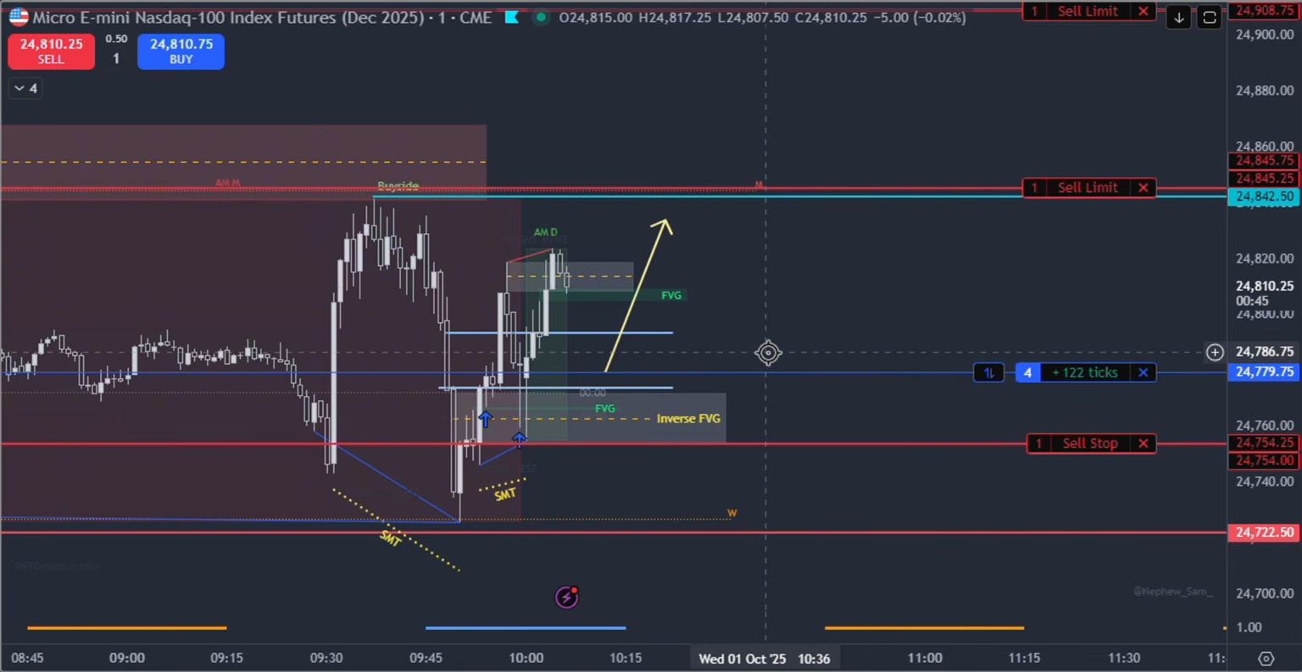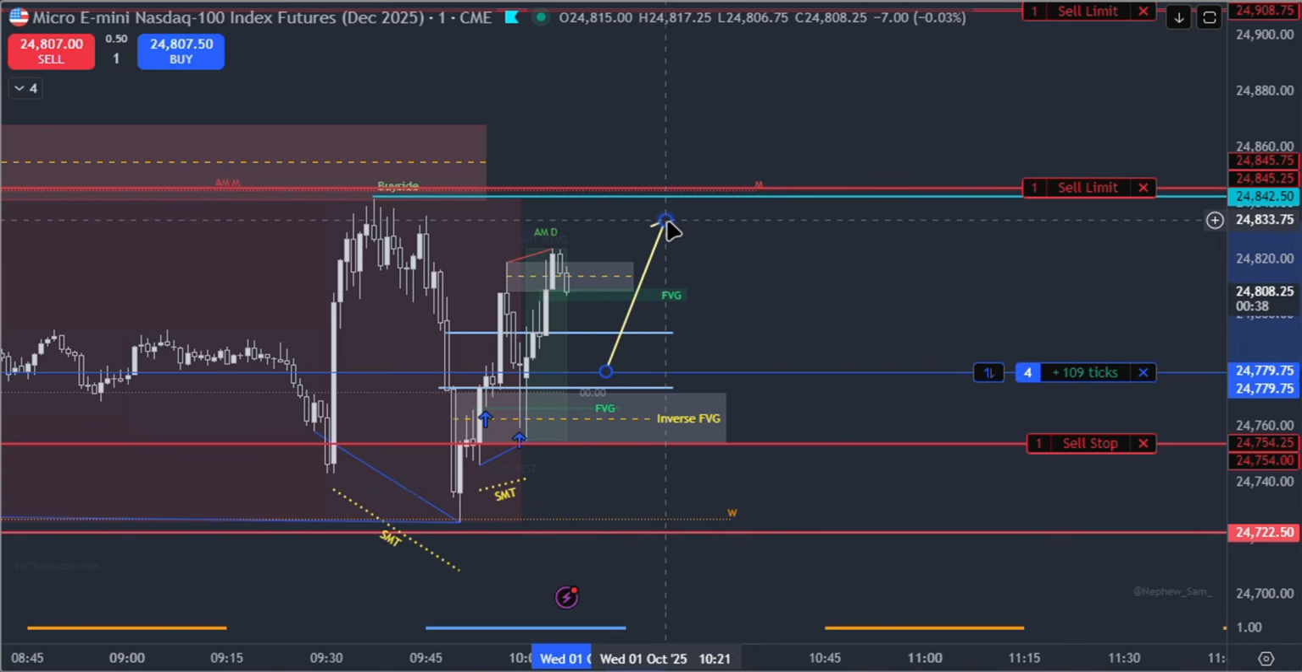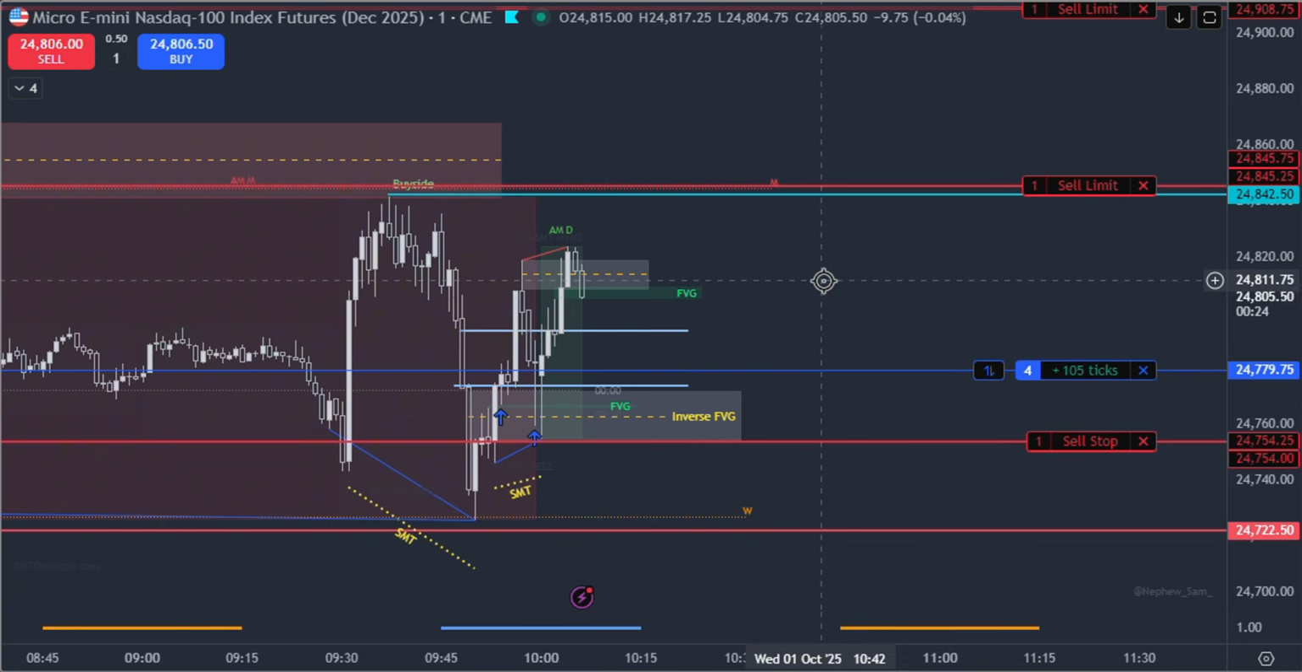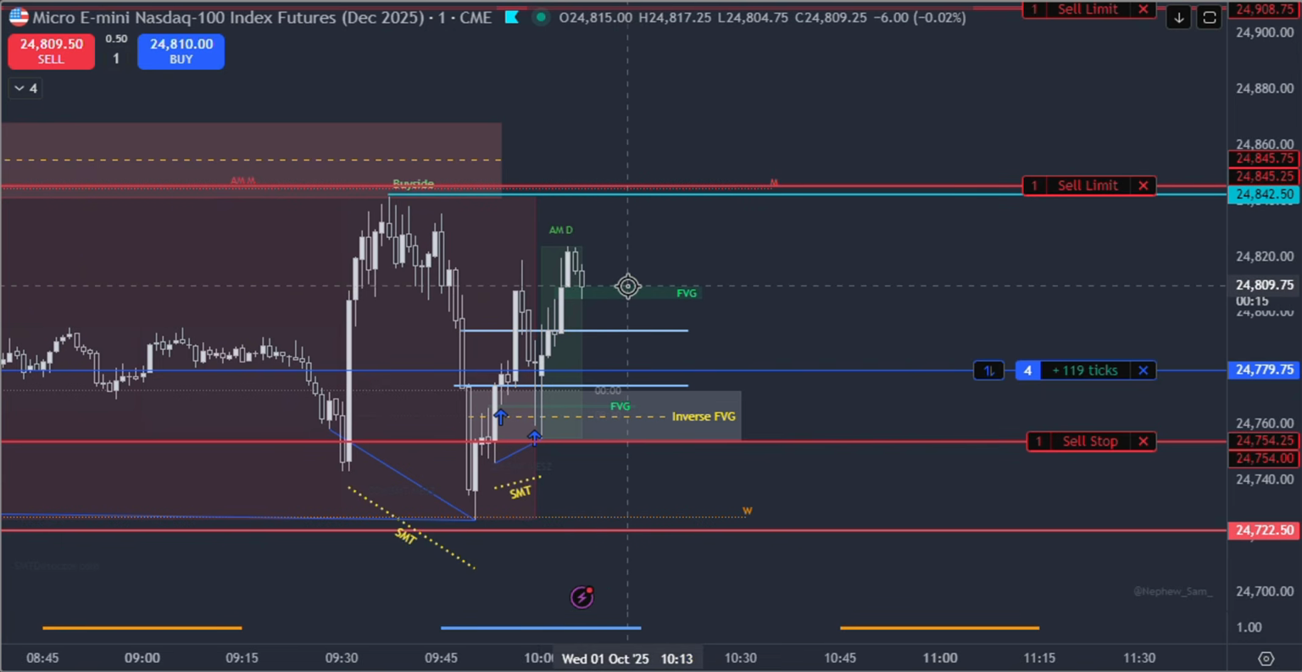And let me just clarify. When I'm at support, I'm not doing support and resistance. Okay, these are all ICT concepts. We need to use this for value gap.